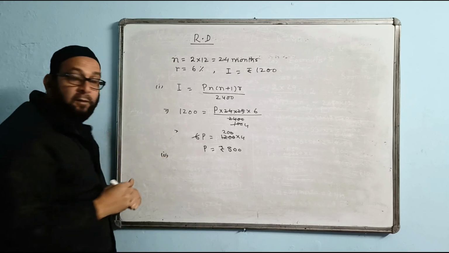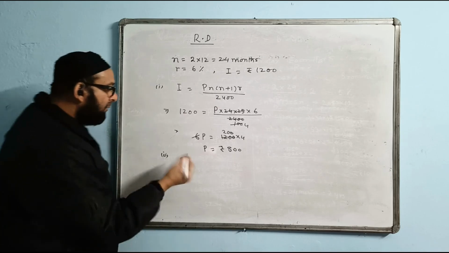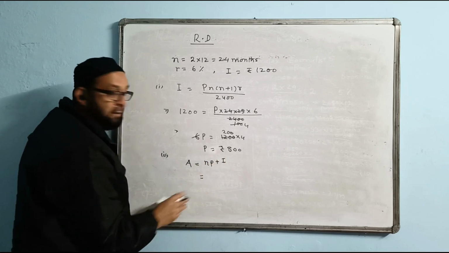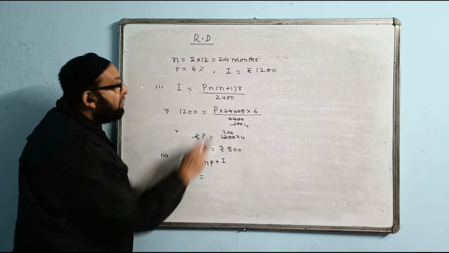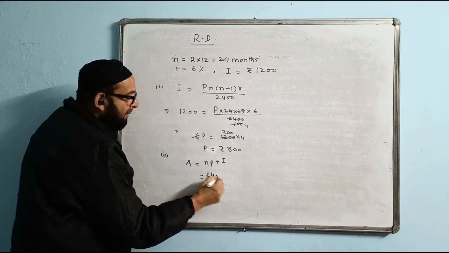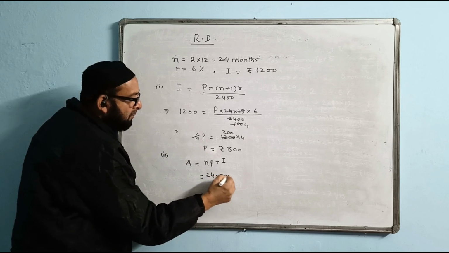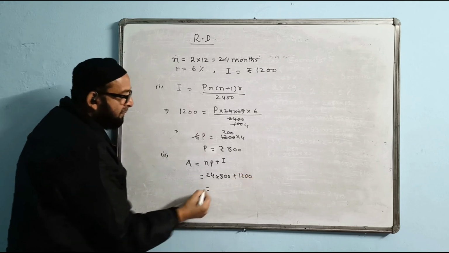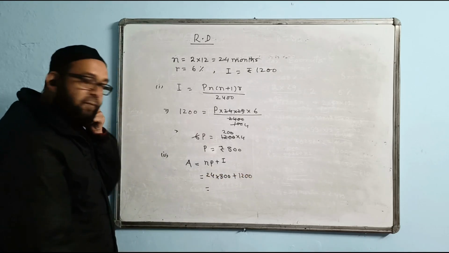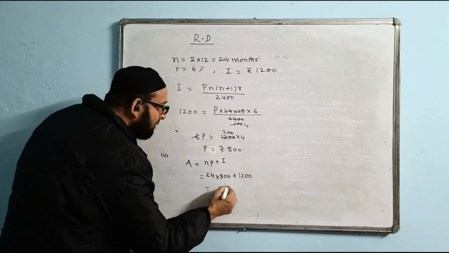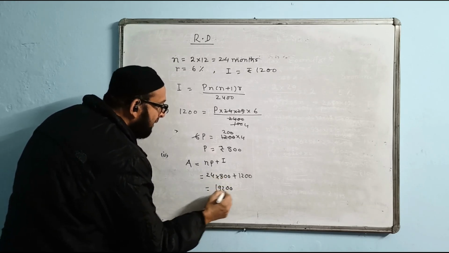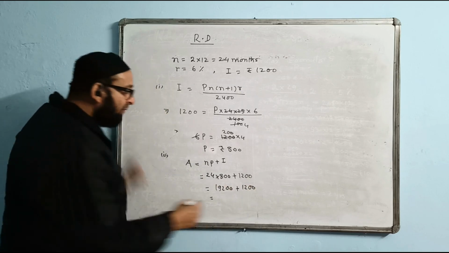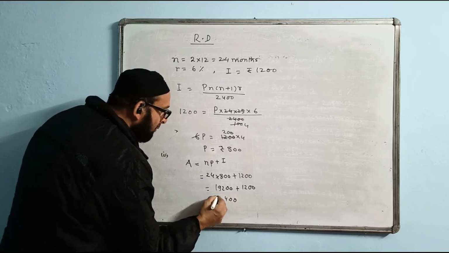Second part, we have to find the amount of maturity. And we know the formula of amount of maturity. What is the formula of amount of maturity? NP plus I. N is how much? 24. And P we found, that is 800. I is the interest, the interest value is already given, 1200. So we just put that value directly here, 1200. Now we find the answer. 24 into 800, check how much it comes? 19200 plus 1200. Now we are adding that and finding the answer. 20,400.